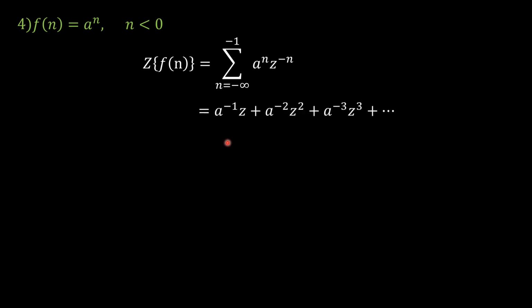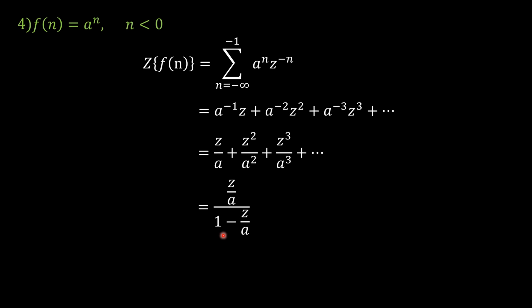Now here we will put the values of n starting from minus 1. So that will give us a raised to minus 1 z plus a raised to minus 2 z square plus a raised to minus 3 z cube plus so on. Simplifying it, we will be getting z upon a plus z square upon a square plus z cube upon a cube plus so on. Again, which is in GP with common ratio z upon a and first term z upon a.